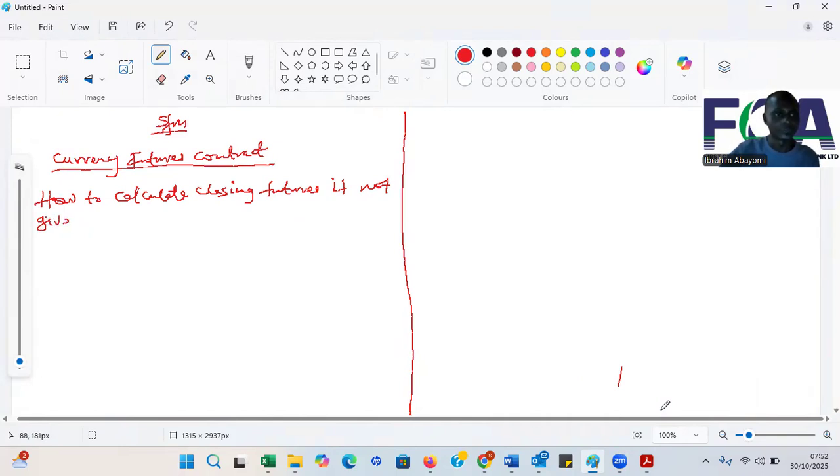Now, you need the opening futures price, and the closing futures price. So you must have an opening futures price and a closing futures price, because you need to either enter by buying or selling, or you need to close by either buying or selling assets. The price at which we are buying or selling initially is the opening futures price. The price at which we are buying or selling later, when we are closing out of that contract, is the closing futures price. So if not given, how do we calculate it?